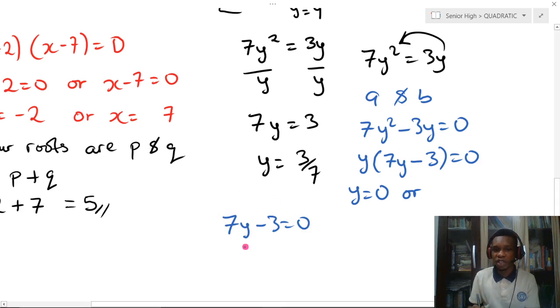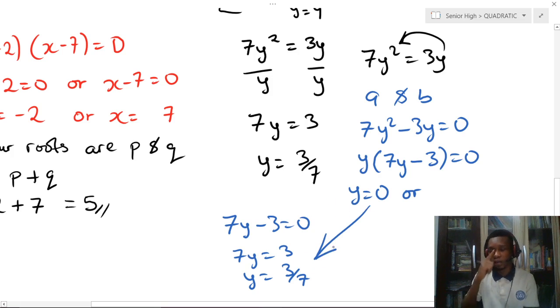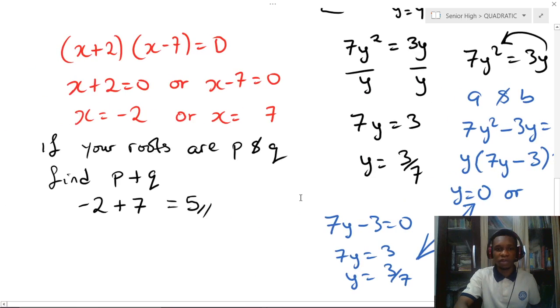So we can then solve it by saying 7y is equal to 3, and then y is equal to 3 over 7. So we've gotten the two values: y equal to 0 and y equal to 3 over 7. So this is the way to do it. So that's it here. Let's take one last question and call it a day.